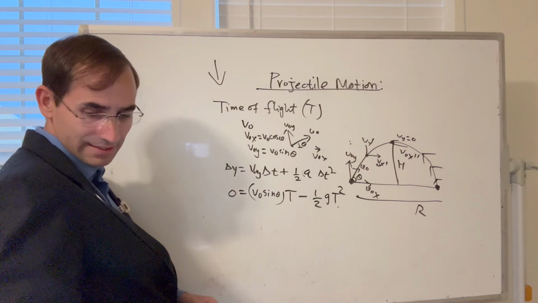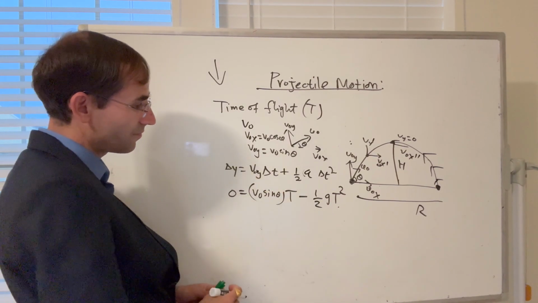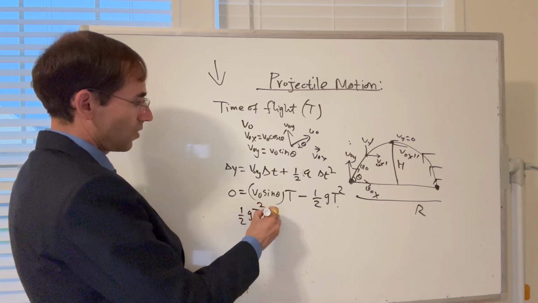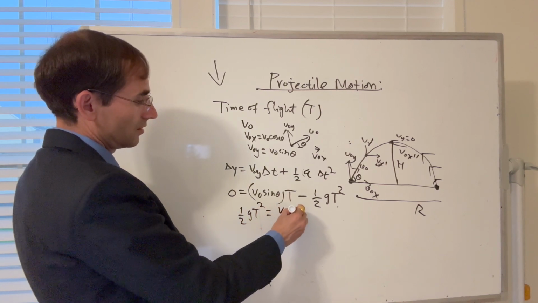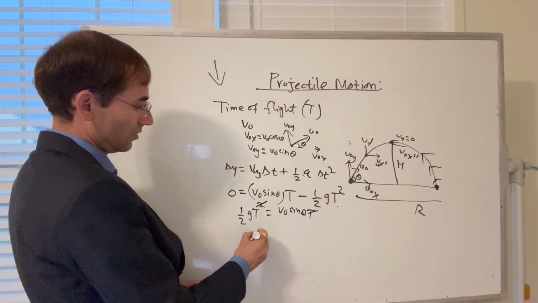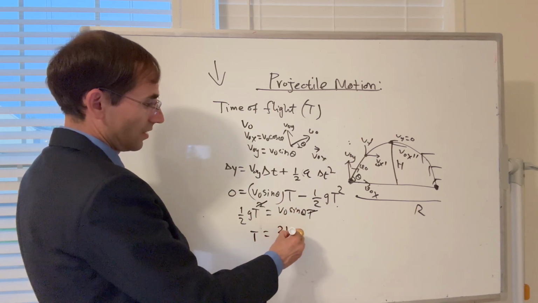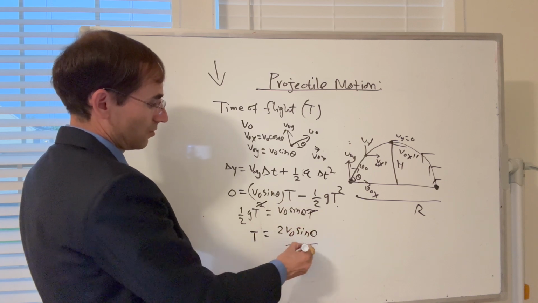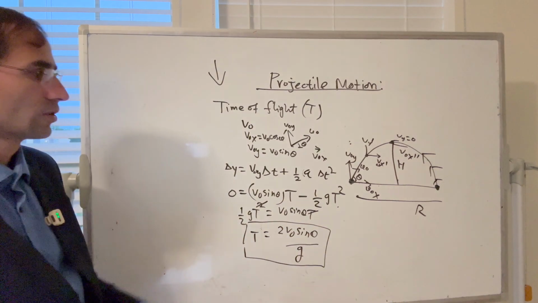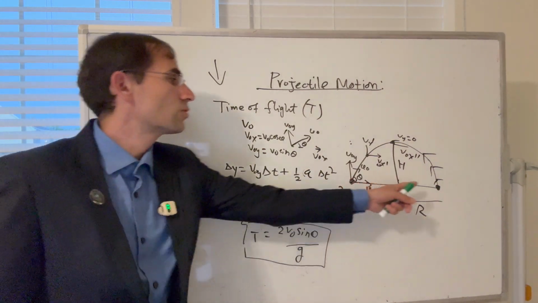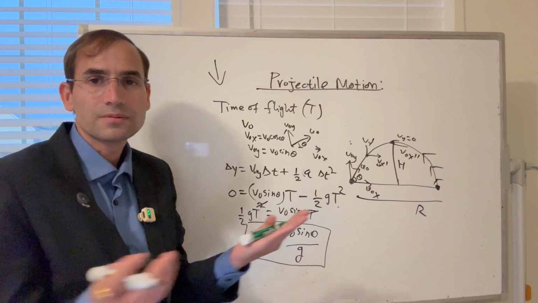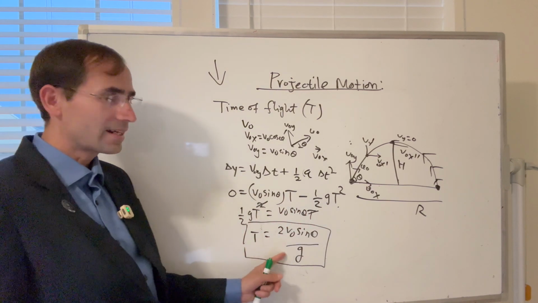Then you can solve for t. Half g t squared is equal to v naught sine theta times t. One t cancels out, so t is equal to 2 v naught sine theta over g. If the landing surface and the projection surface are at the same level, you can directly use this formula.